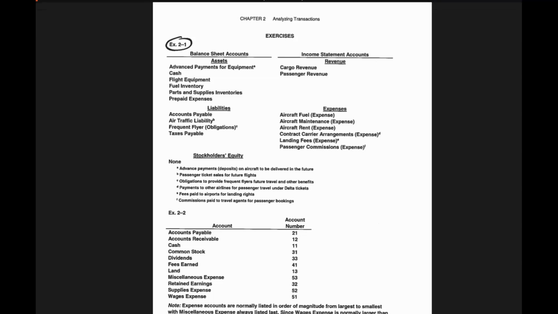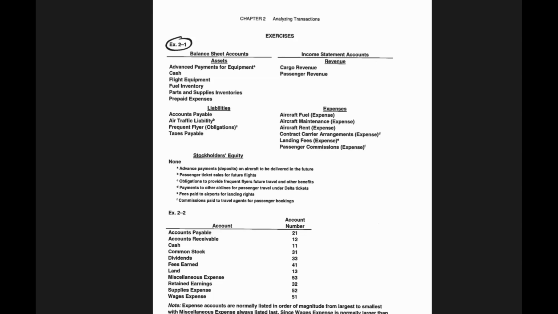Okay, let's start some exercises out of Chapter 2. The first one I assigned was exercise 2-1 on page 90. It's entitled Chart of Accounts. Identify each account as either a balance sheet or an income statement account. And then for each balance sheet account, identify if it's an asset, liability, or equity. And if it's on the income statement, is it a revenue or an expense item?